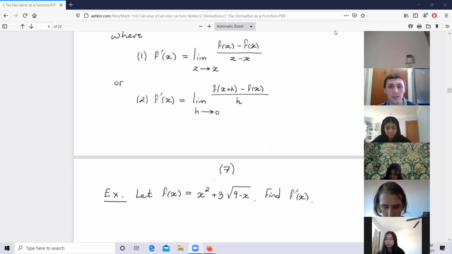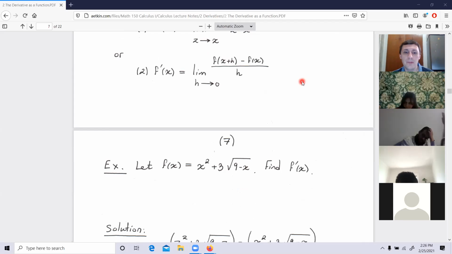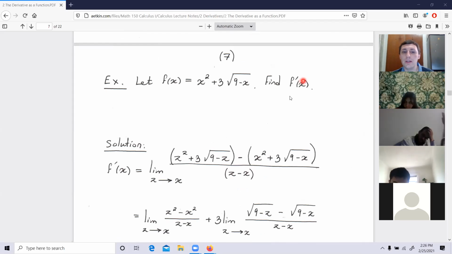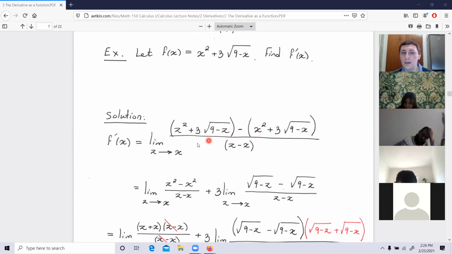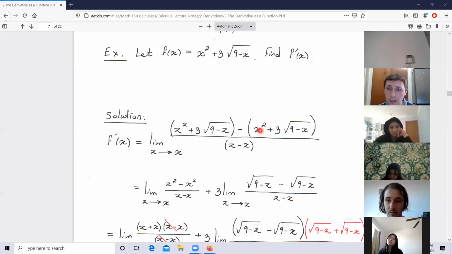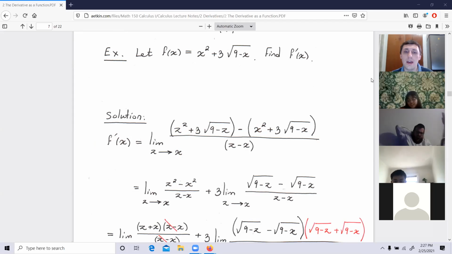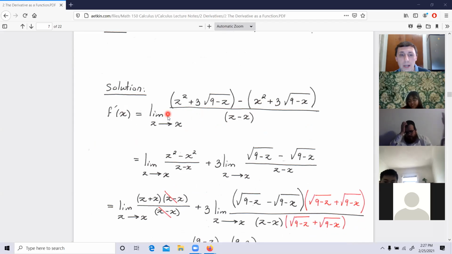All right, let's do it together, guys. Ready? So here is the setup. I make Z go to X because now I want X to be that fixed point. F prime of X will be what? It's Z squared plus 3 root 9 minus Z. I use notation 1 because it's nicer for this type of problem, just because it uses fewer symbols. And I push the limit as Z goes to X.